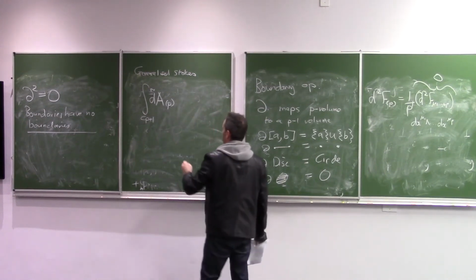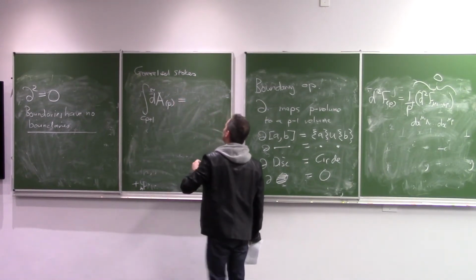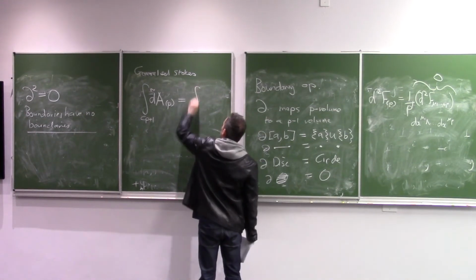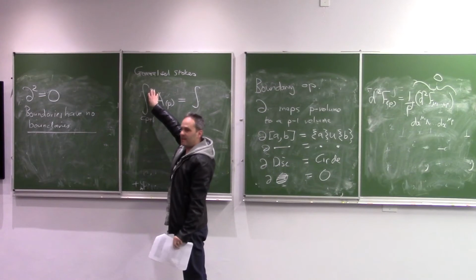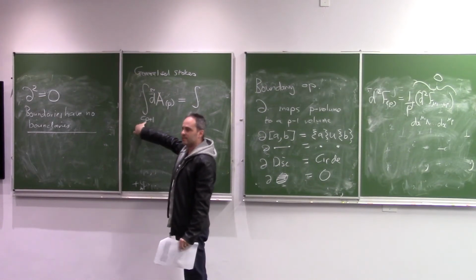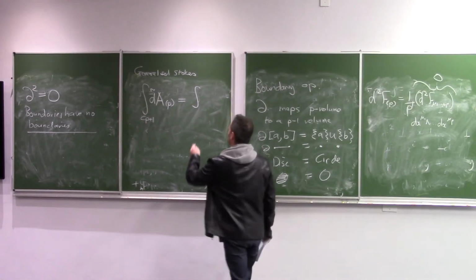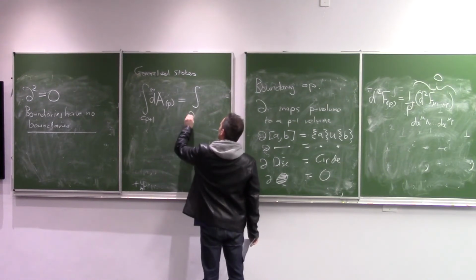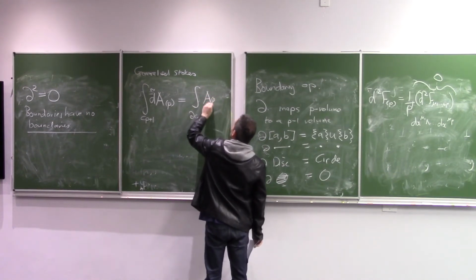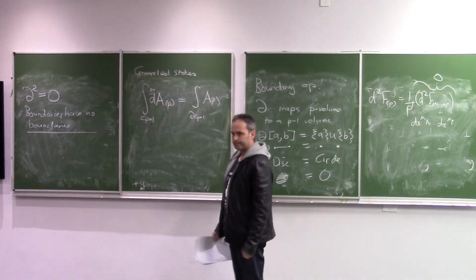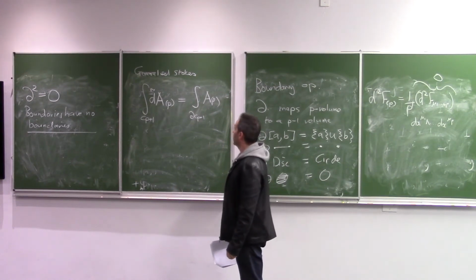Okay, so that tells you that, and basically what the generalized Stokes' theorem does, if you want to think about pictures, is we take this d, and now it just acts on the boundary instead. So this is equal to the integral over the boundary of C plus 1 of the original form. Okay, and that's the generalized Stokes' theorem.